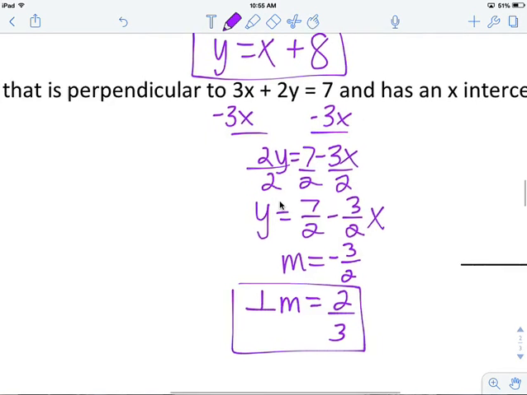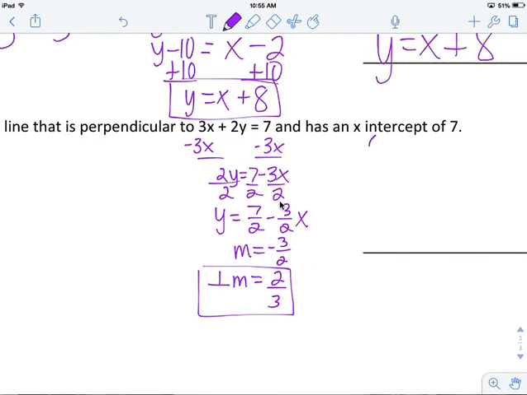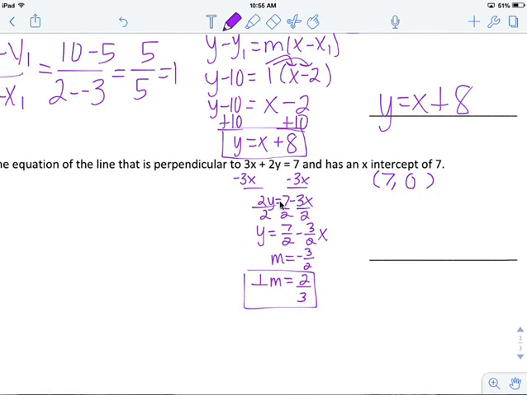Now, x-intercept does not mean b. X-intercept means you're crossing the x-axis at 7, so y is 0. So I have a point, I have a slope. I can plug it into point slope or slope-intercept. Since I did point slope on the last one, I'll do slope-intercept here.